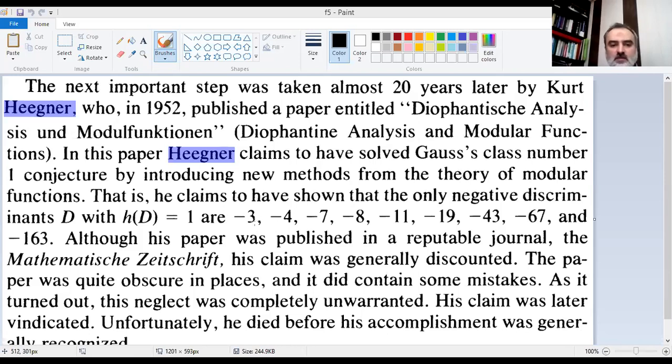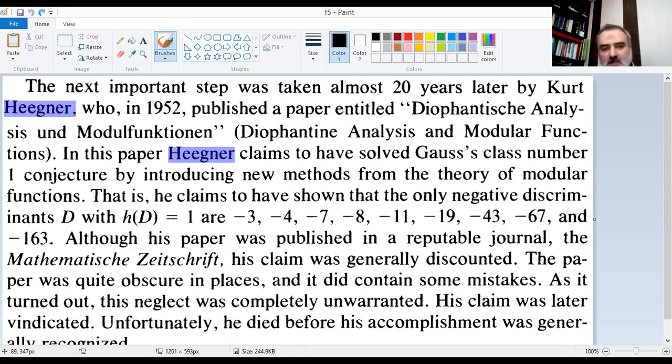So -1, -3, -4. I mean, sorry, -1 is reported as -4 here because we are reporting the discriminant. Sorry about that. So Q of i, Q of square root -3, Q of square root -7, and so on. So this would be square root -2, for example. And the last one is -163.